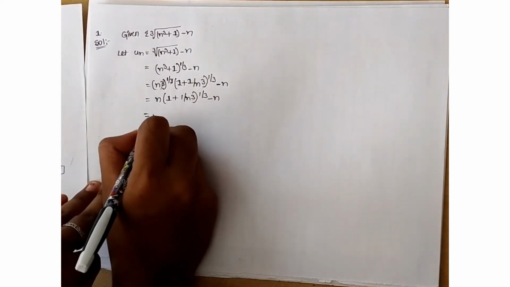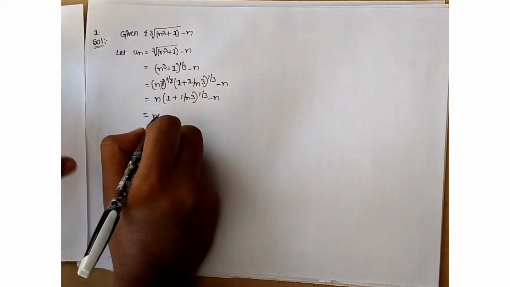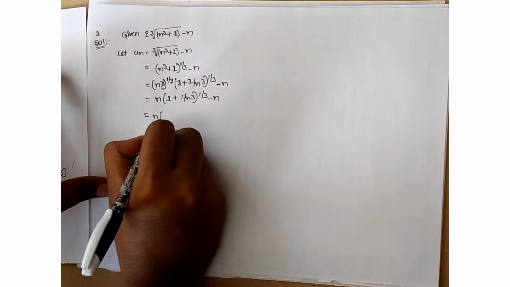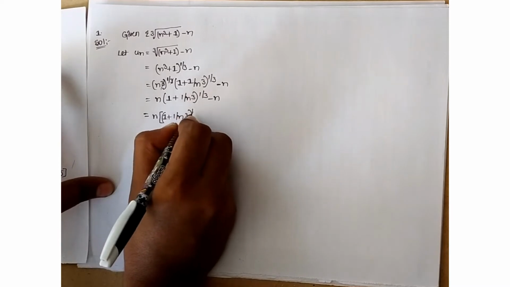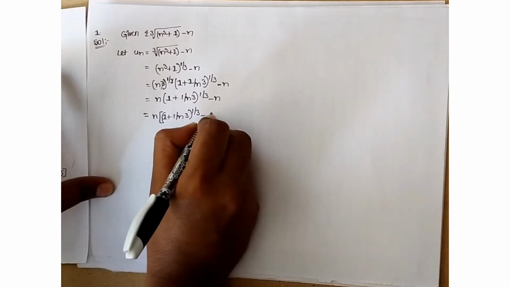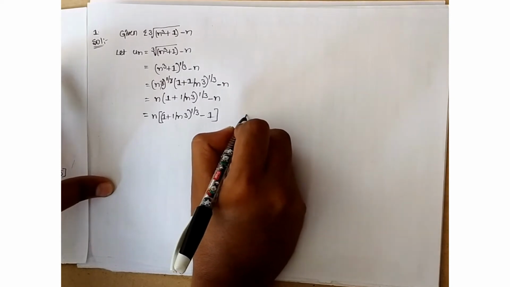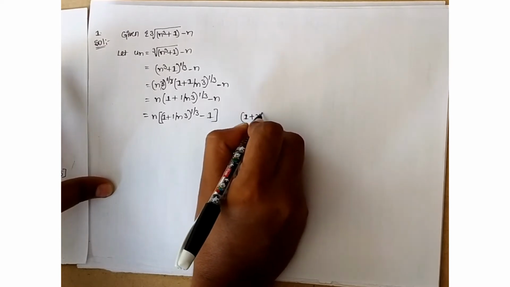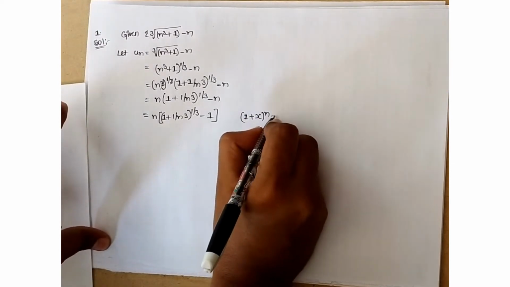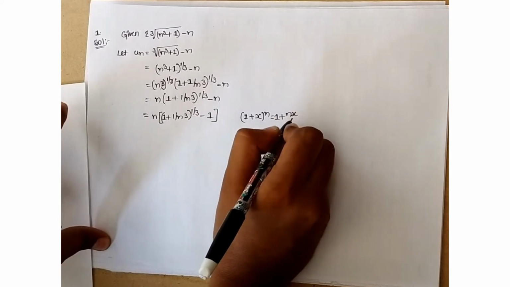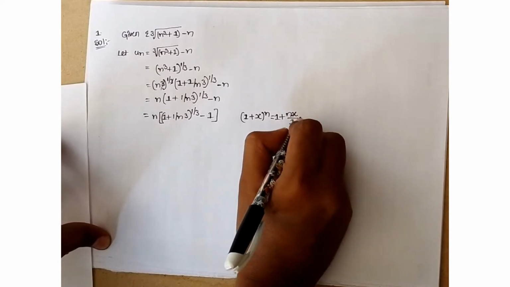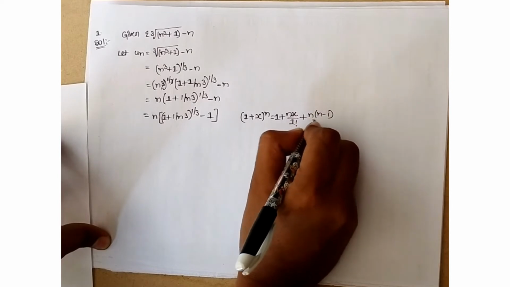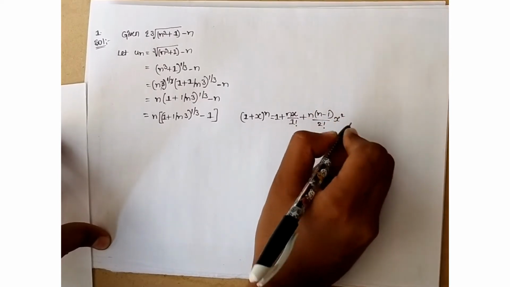Here n is common from all: n times (1 plus 1 by n cube whole power 1 by 3 minus 1). Here it is of the form 1 plus x whole power n. There is a formula for this: 1 plus nx by 1 factorial plus n into n minus 1 by 2 factorial into x square plus and so on.